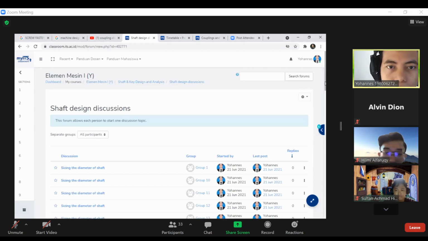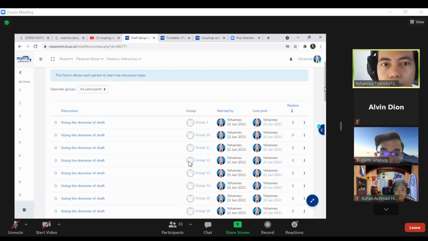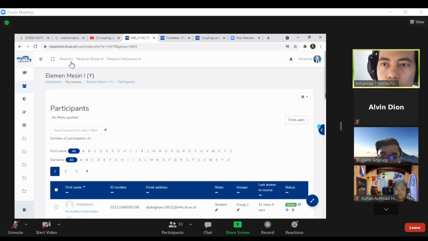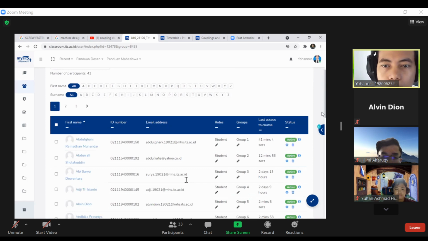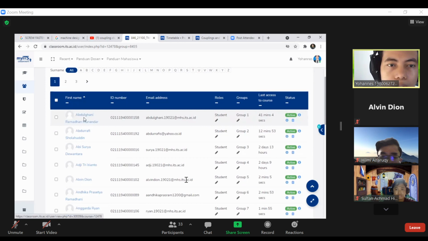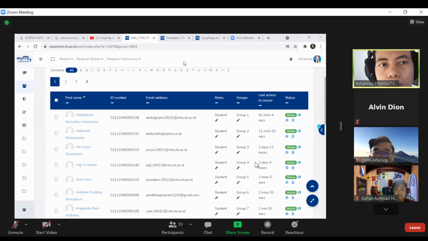Okay, so I already separated you into different groups, and these groups only contain one person. Okay, so for example, in group one here, we have Abdul Ghani. Oh, sorry. Okay, so here for group one we have Abdul Ghani, and group two we only have Abdul Rafi Salahuddin. It means that what I expect from you is you can communicate with me about this subject, about the problem, this exercise, I mean.